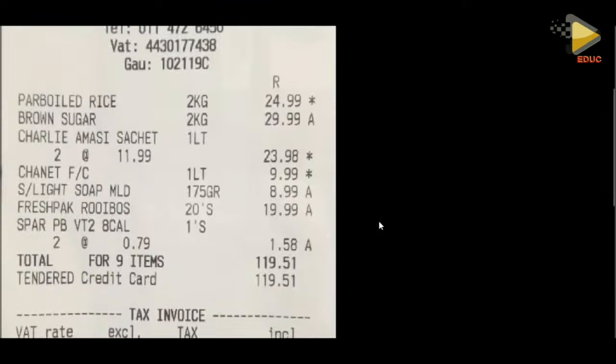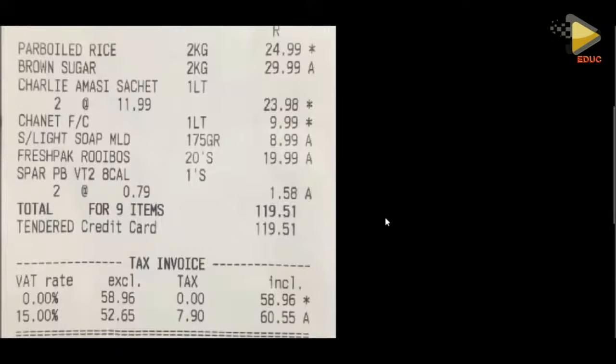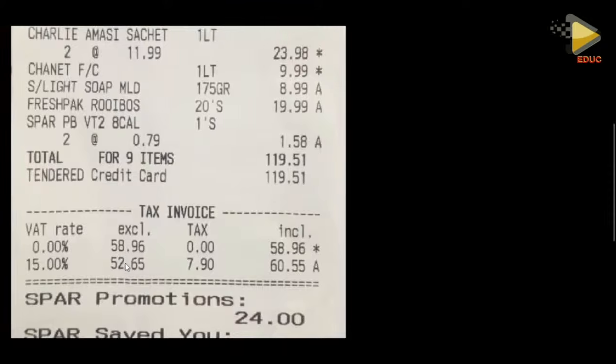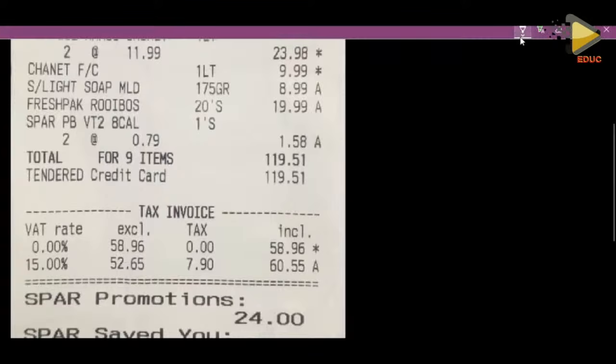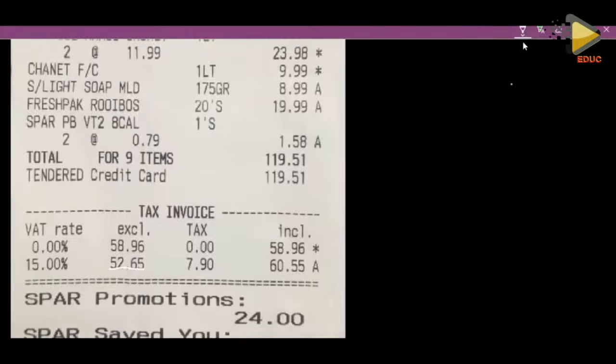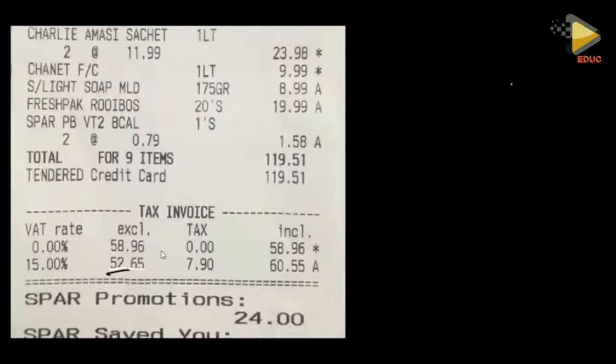This will depend on the scenario that you have, because in most cases it will be given like this. The price that you see here at this level does not have VAT. This one here also doesn't have VAT. But it has this price here. The price there doesn't have VAT.